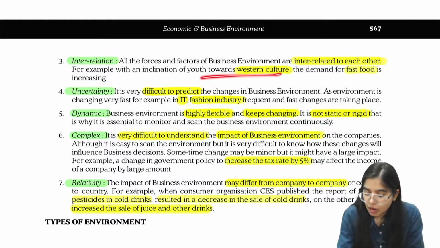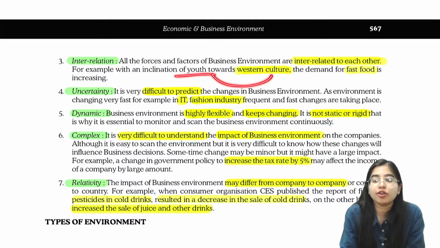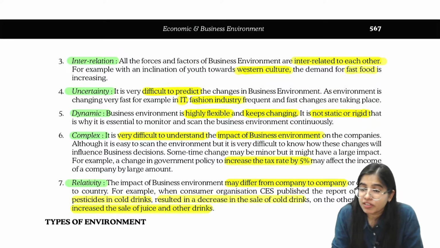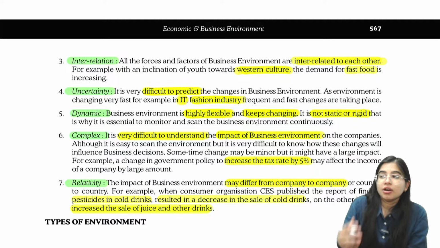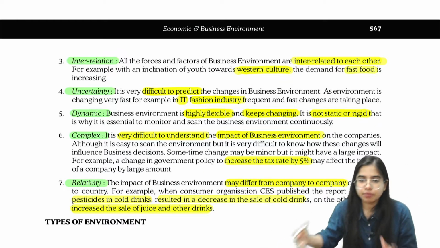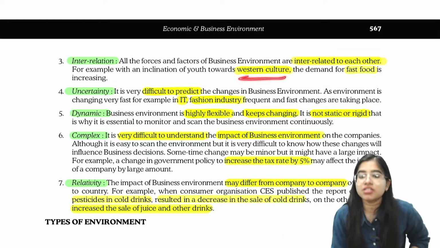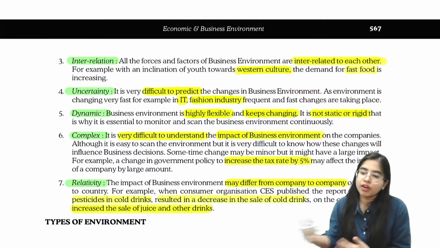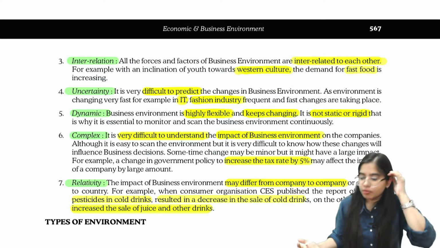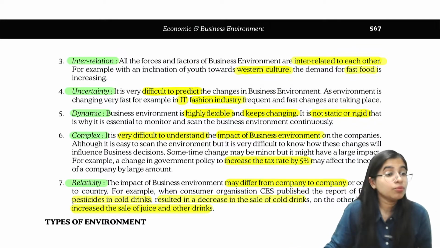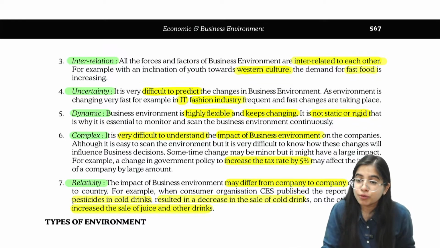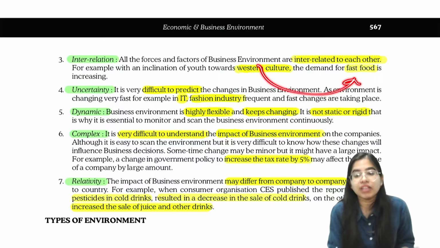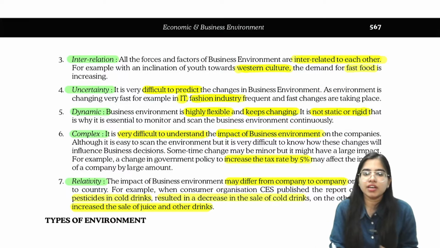For example, nowadays youth are adopting western culture. Demand for fast food is increasing because they are adopting western culture. Because of one thing, another thing is happening. They're interrelated. Because people are adopting western culture, the demand for fast food is increasing, and that's why more and more people are entering the restaurant and food business. One thing leads to another, so that is why they are interrelated.